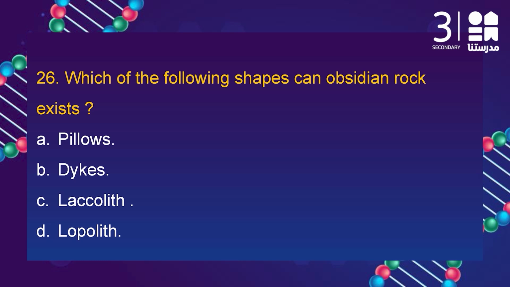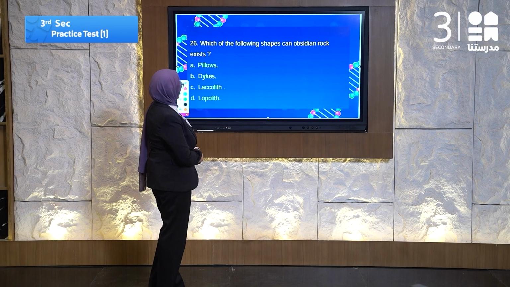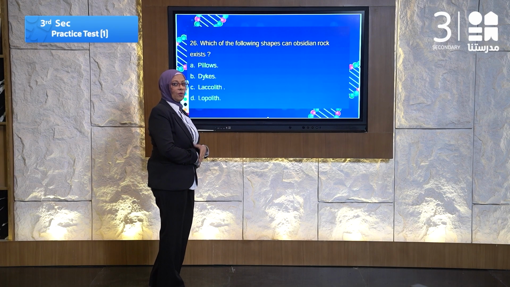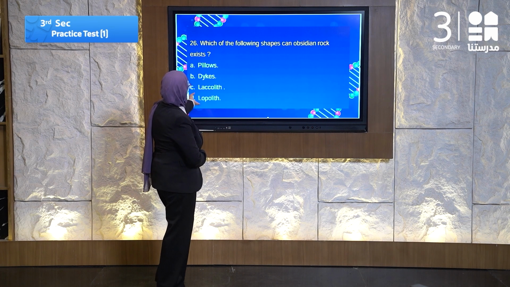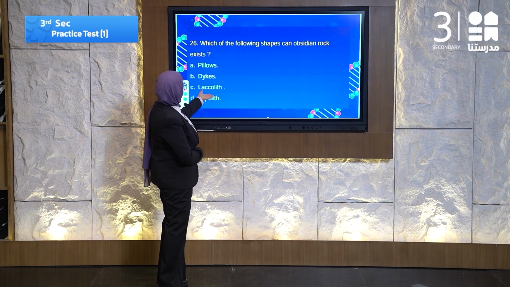26. We are still in earth science, geology. Which of the following shapes can be obsidian? Rock exists. Obsidian is a type of mineral, yes. Where do these exist in these rocks? Bilos, dex, loculi, lupulite.